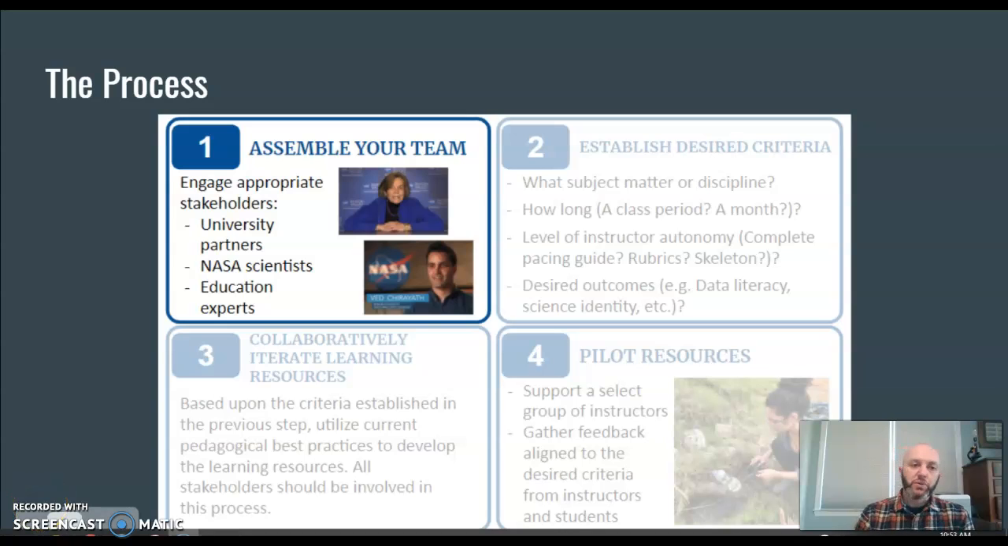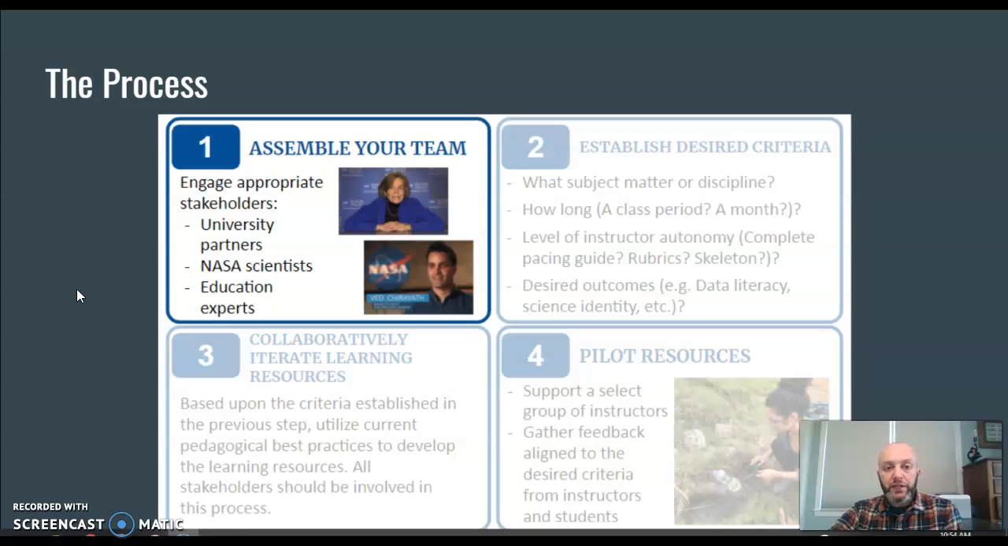I'll share now the process we went through for designing this curricular resource. So first, we had to establish an appropriate team, and in this case, it consisted of university partners at Shaw University, most notably Dr. Valerie Johnson, who you just saw speak in the first box of this poster. We had to get some input from her as to what she really wanted and what her faculty really wanted.